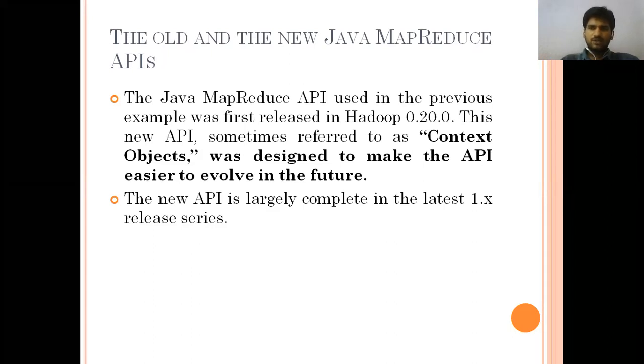That is the meaning: in the old one we have to use separate packages and programs inside, while in the new context the programs are folded into a package. I will show you one more program here. In the old API, the program has very many lines and is very big. Then we see how it is condensed into packages and how we use the new feature. That is the new Java MapReduce API. The new API is largely complete with the latest 1.x series release.